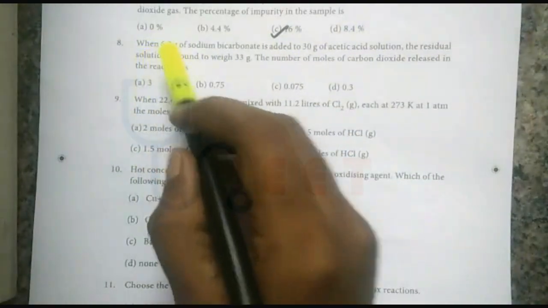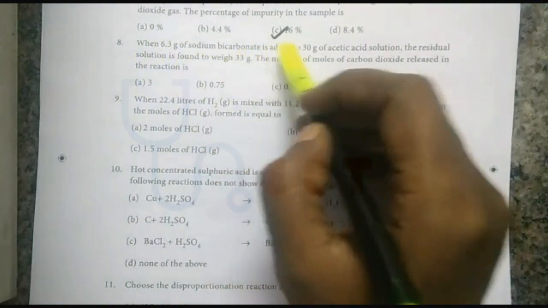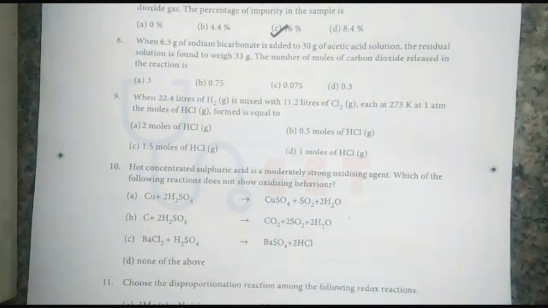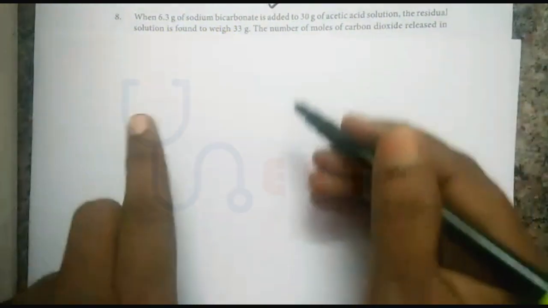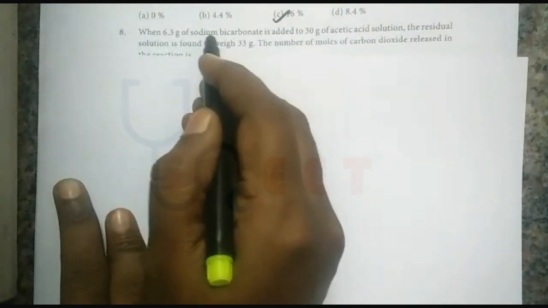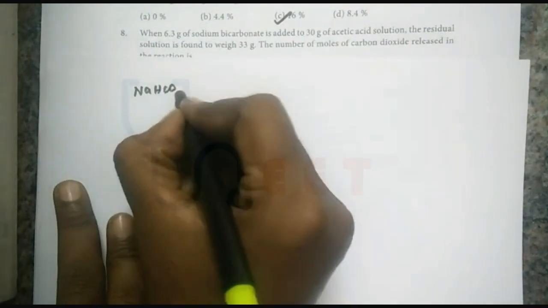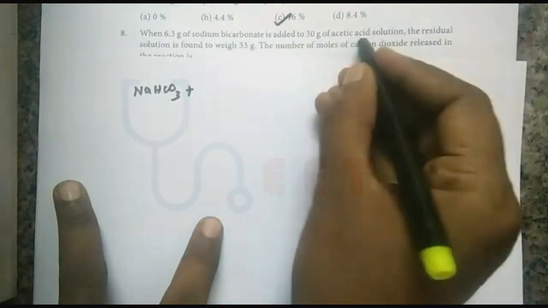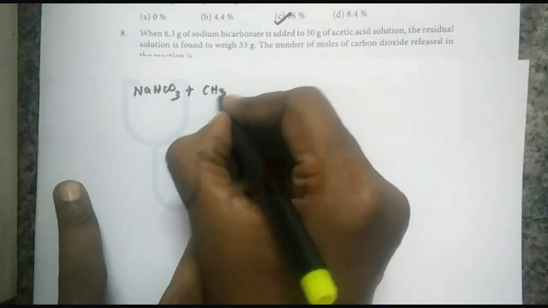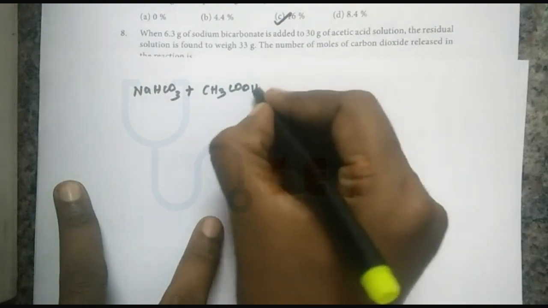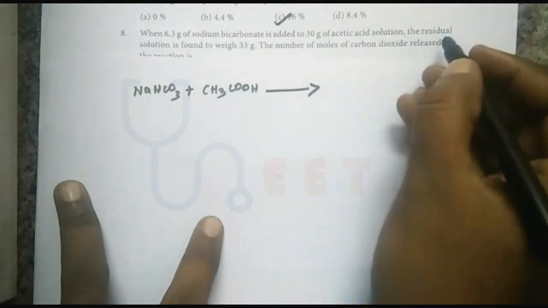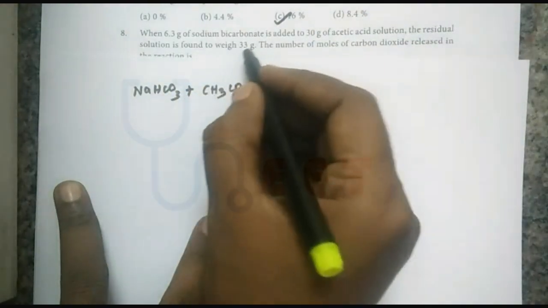Next sum. When 6.3 grams of sodium bicarbonate is added to 30 grams of acetic acid solution, the residual solution is found to weigh 33 grams. The sodium bicarbonate formula is NaHCO3. Sodium bicarbonate is added with acetic acid. The acetic acid formula is CH3COOH. It gives a residual solution that weighs 33 grams.